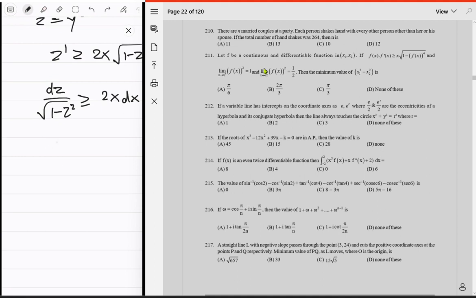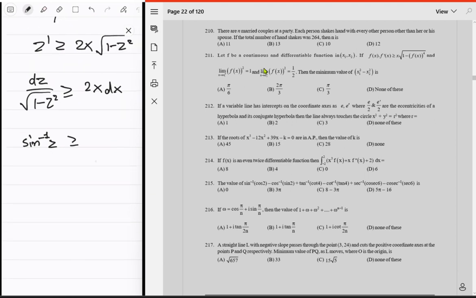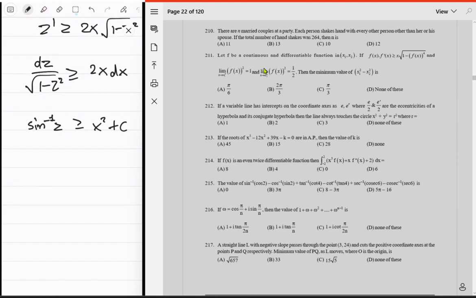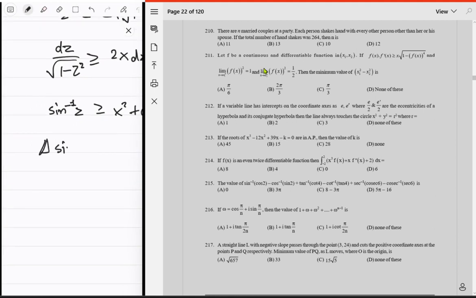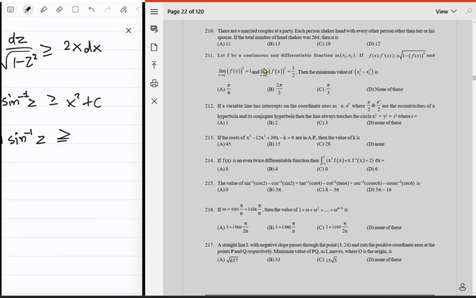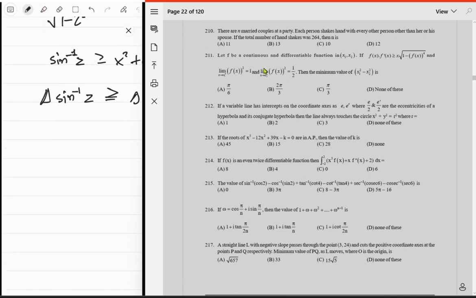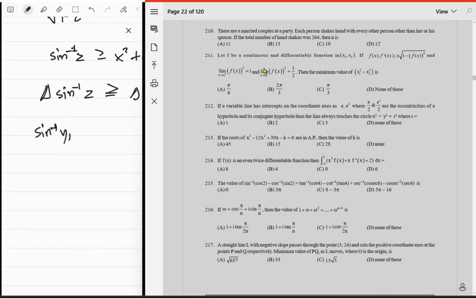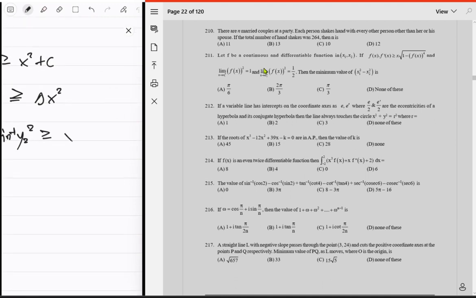So then it's like what? This is the derivative of sine inverse, right? So sine inverse of z. Clearly that's what it would be, what else could it be? Okay, bigger than or equal to x squared plus some kind of constant, right? So now put delta on both sides, which means delta sine inverse of z, like z2 upon z1, right? Oh, sorry, not upon z. It should be this thing, just z. Okay, this is bigger than or equal to delta x squared, meaning sine inverse of y1 squared minus sine inverse of y2 squared is bigger than or equal to x2 squared minus x1 squared.